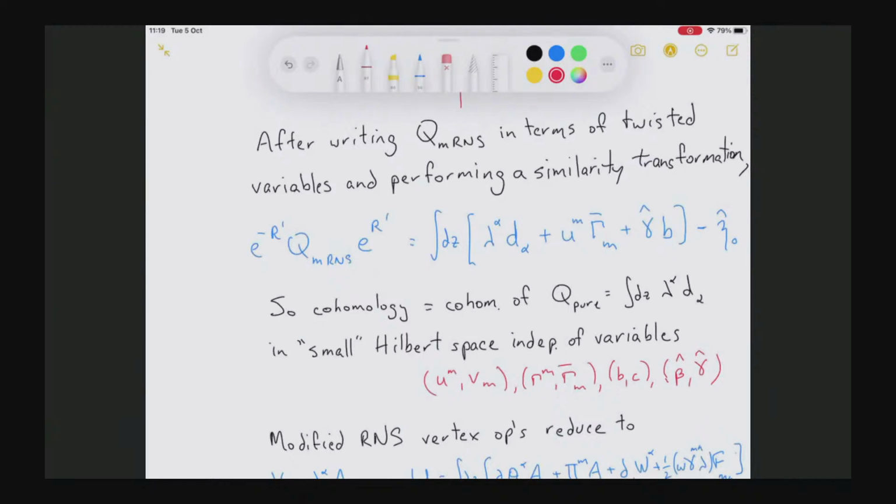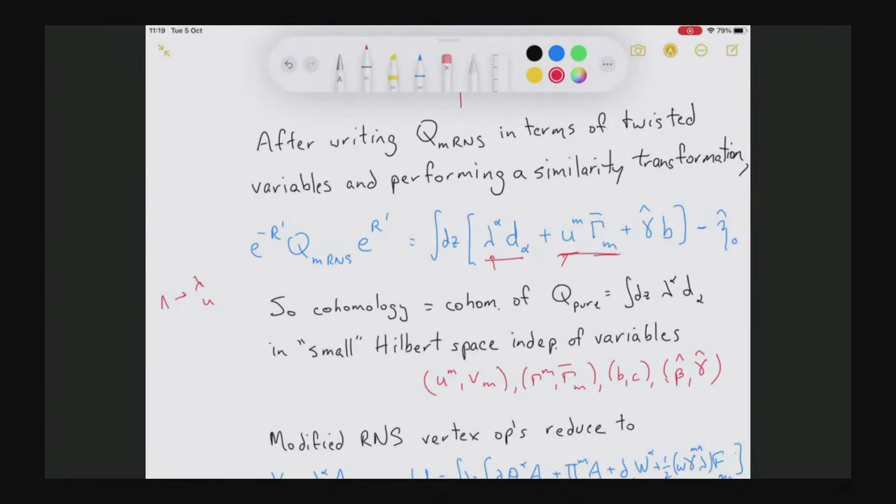So R prime is this complicated similarity transformation, but after performing it, what you find is that the pure spinor and this vector that came from decomposing capital lambda, remember capital lambda is decomposed into small lambda and nu, these separate into just lambda alpha times d alpha, and nu just multiplies gamma bar m. So gamma bar m, remember, was just half of the size. So now what happens is that these fields decouple.